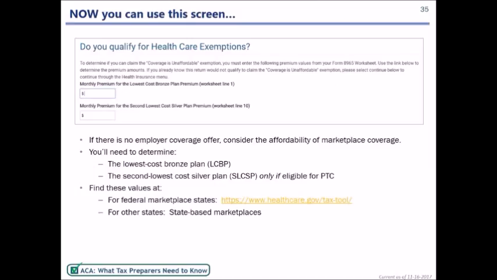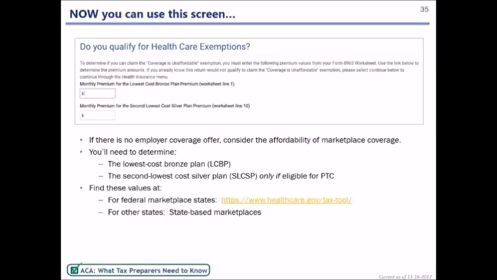Okay, so we have gone through all of the lettered exemptions. We have determined the affordability of a self-only employer plan, of a family employer plan, and now we can finally, after 50 minutes, use this screen that TaxSlayer presented first. Do you qualify for a marketplace exemption?